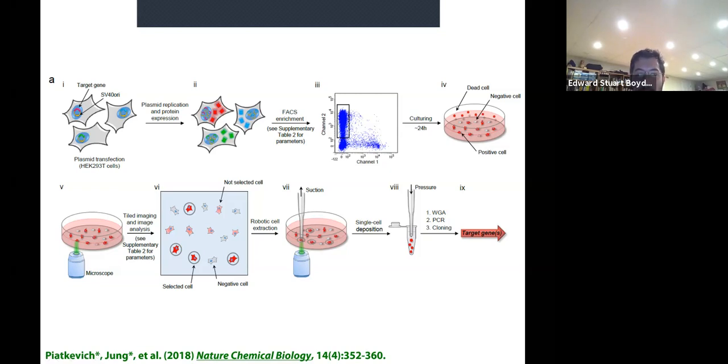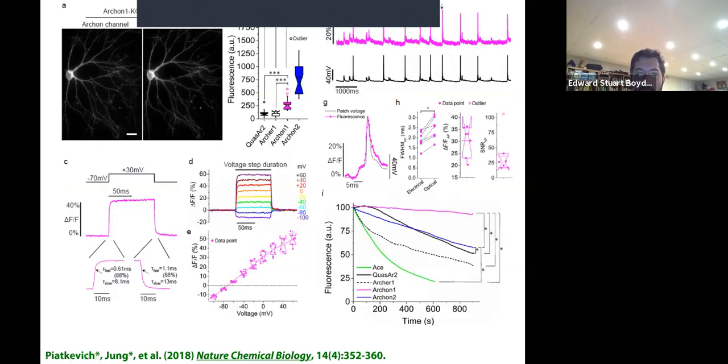Using this robot, we took a molecule called Quasar-2 from Adam Cohen's group at Harvard, and we made a fluorescent voltage indicator that we call Archon. It expresses very well in the membrane, so it's safe. It has good signal to noise. It's brighter than Quasar-2, and it's fast.